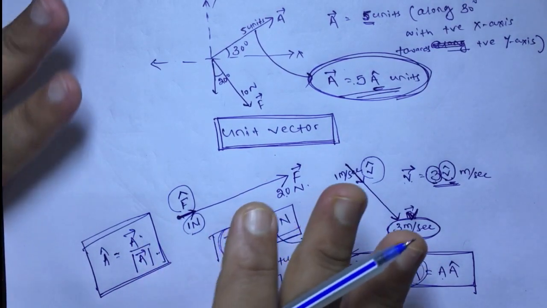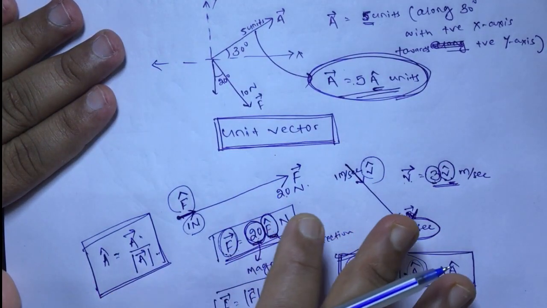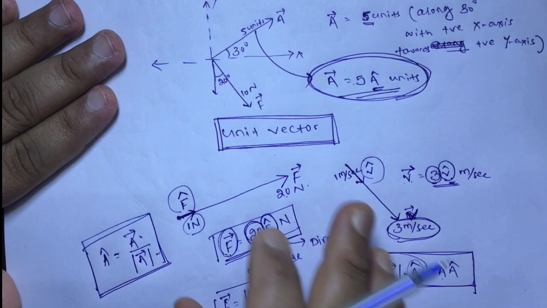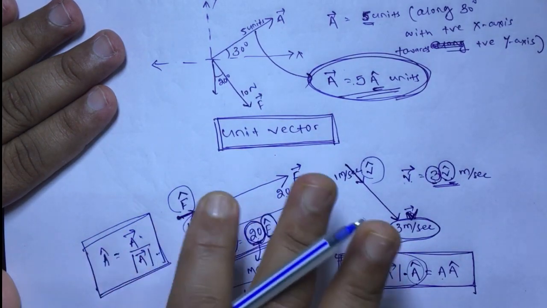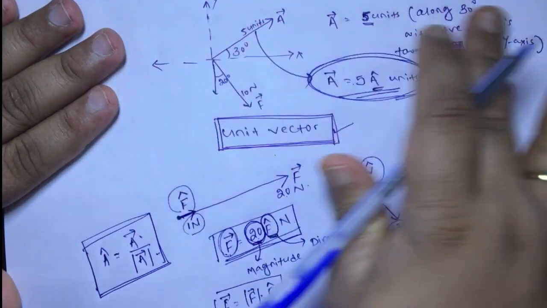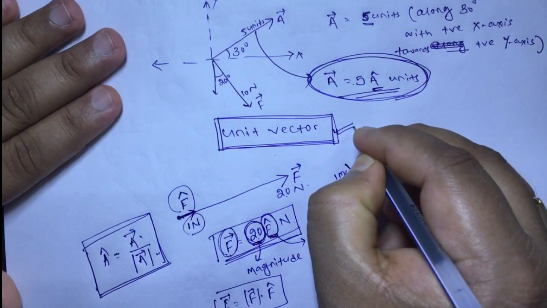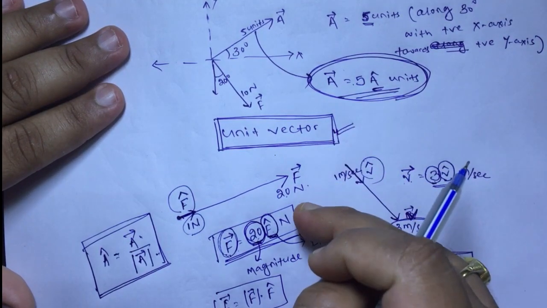Okay. In your copy, I should not find the notes in this form. I am teaching you in this manner, but you cannot write your copy like this. What you have to write in your copy? First give the heading unit vector. Then write down the definition of unit vector as I have explained.